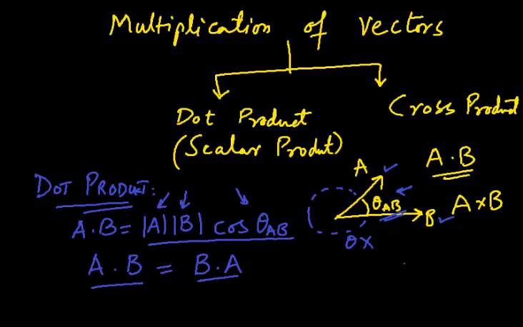Now, the dot product gives us another benefit. If you want to find out the projection of A on B, or in other words, you want to find out what A is in the direction of B, how can I find this out? Let me draw it again. If this is my A vector and this is my B vector, and I want the projection of A along B, I will just project A along B.